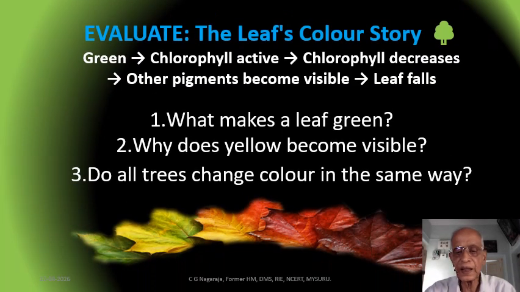The leaf color changing story is very simple. Green color appears when chlorophyll is active. When the chlorophyll decreases, other pigments in the leaf become visible and they come into play, and the leaf color changes, and finally the leaf falls. What makes a leaf green? Why does yellow become visible? Do all trees change color in the same way? These questions you may try to answer.